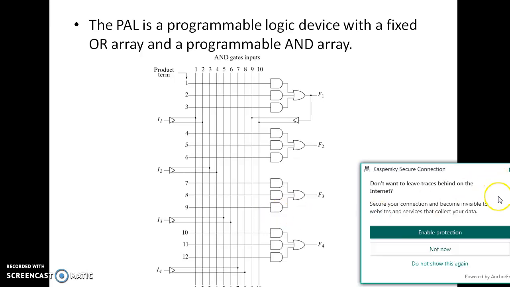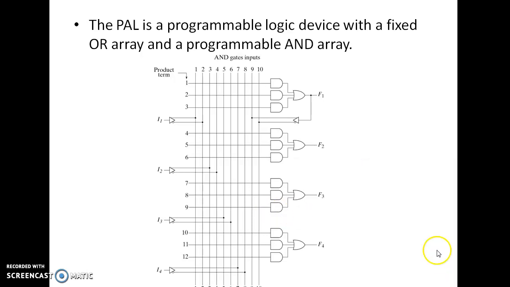What is a programmable array logic? It consists of fixed OR gate connections and programmable AND gate connections, which is completely opposite to the PROM. So these are the programmable AND gates and fixed OR gate connections. This is a typical architecture of PAL without any connections.